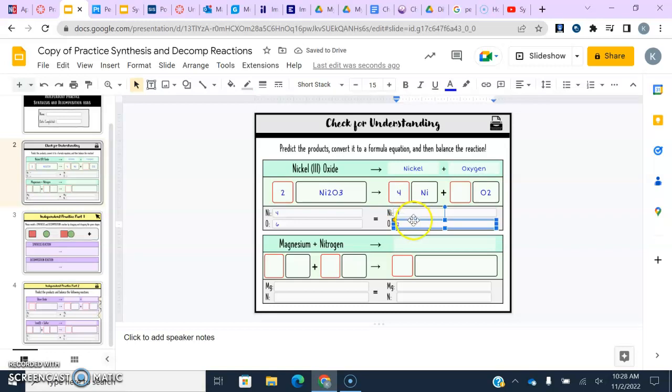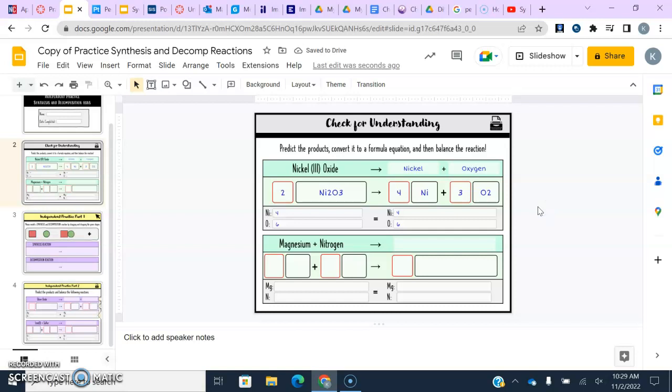And then for our oxygen, if we have 6 oxygen on the left and 2 on the right, we can multiply this guy by 3, give him a coefficient of 3. Remember, we can only change coefficients, not subscripts, which will give us 6. Okay? And there is our balanced equation. So 2 nickel oxide will yield 4 nickel plus 3 O2, which is oxygen gas. Okay, so that is that decomposition reaction.